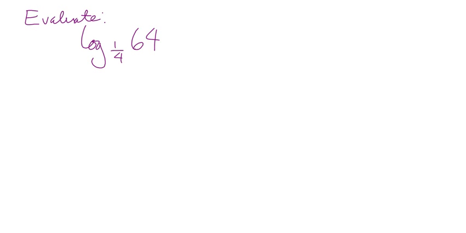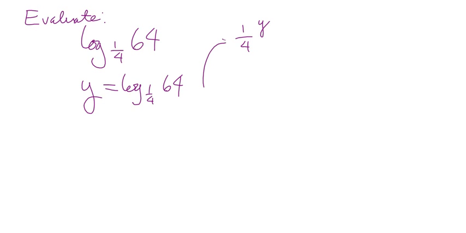Okay, so we've got to start somewhere, right? What we're saying is we need to find 1/4 to something. So I'm going to throw in a y. There wasn't a y there, right? But given this, I could write it as y is equal to, and just say I want to find y. And to do that, I'm going to write it in exponential form. So 1/4 to the y is equal to 64.